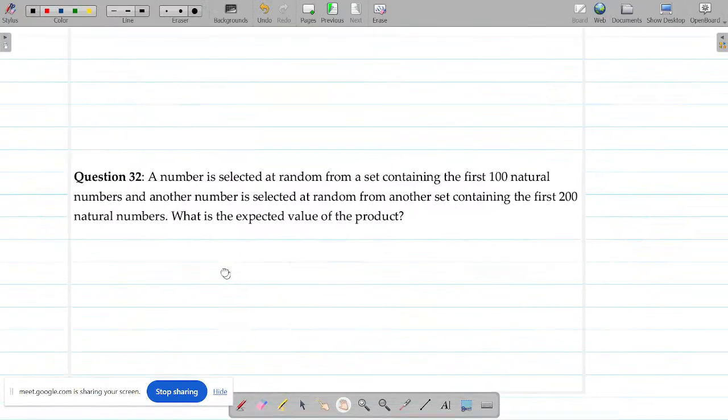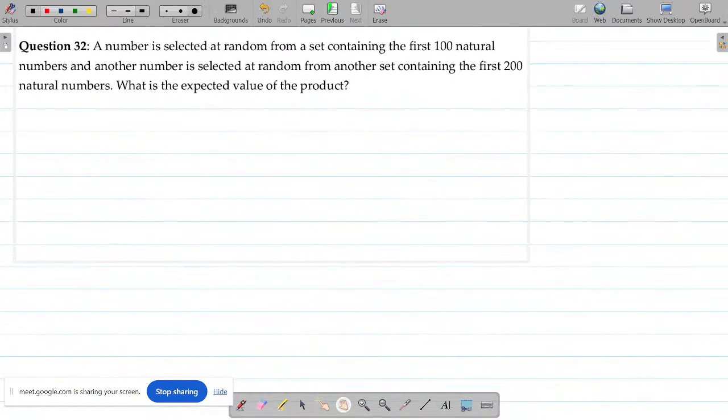32 is an often repeated question. A number is selected at random from a set containing the first 100 natural numbers and another number is selected at random from another set. Please highlight this one. Containing the first 200 natural numbers. What is the expected value of the product?